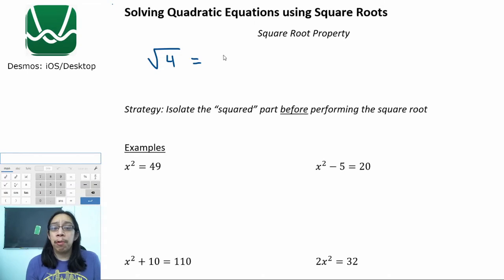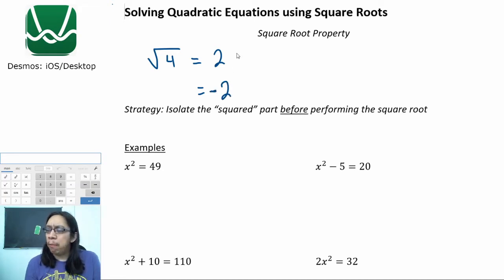Now, if you put the square root of 4 into your calculator, whether it be on your phone, or maybe you own a calculator, or if you put it on Google, you're going to get just a positive 2 as your answer. But what the square root property says is that you actually end up with two answers. One's going to be a positive 2, and the other one's going to be a negative of that same answer.